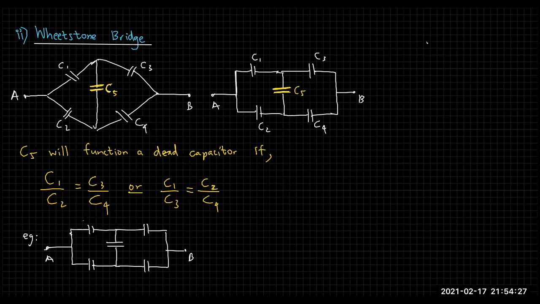Normally they will give all four equal, all five equal. C, C, C, C. Right, now look at the ratio. 1:1, 1:1, 1:1, 1:1. So okay, the ratios are equal. This is 1:1. This is also 1:1. Then this is going to be a dead capacitor, the one in the middle. There will be no charge.